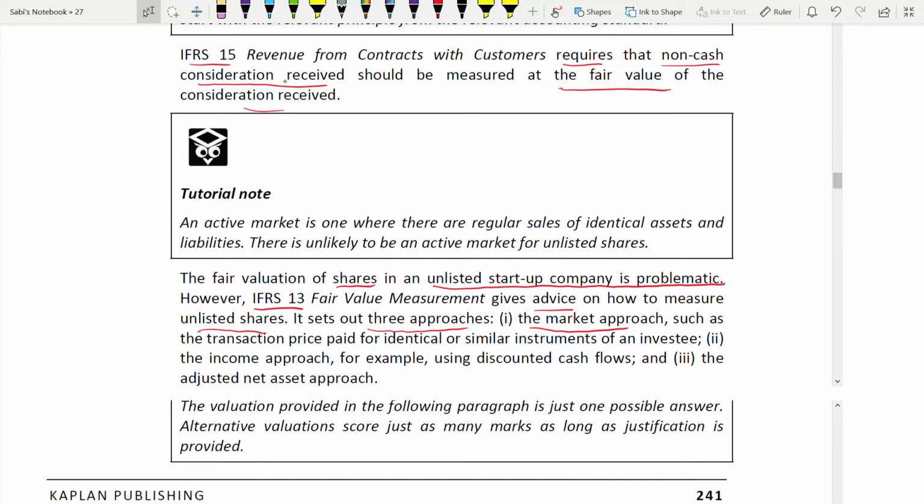Such as transaction prices that are paid for identical or similar instruments of an investee. That means you're looking for the identical or similar, the same as it is. If it's not exactly identical, then similar to it. Okay. Second, that is known as the level 2 input. That is the income approach.